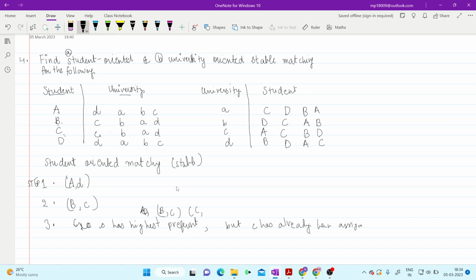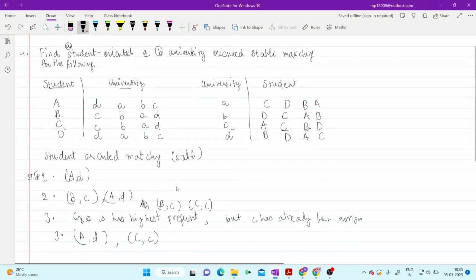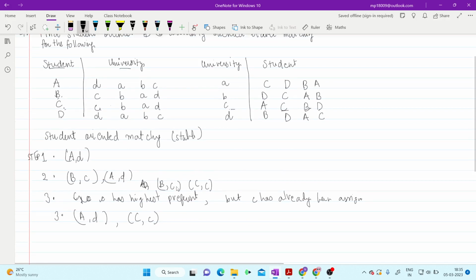So what should be in the list? We see that C prefers C over B. So at third step, BC will be cut, BC will be removed, and instead of BC we'll have C little c. So is this step clear to everybody? BC will be removed.